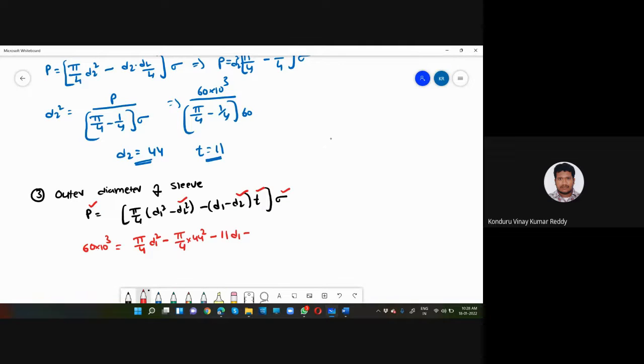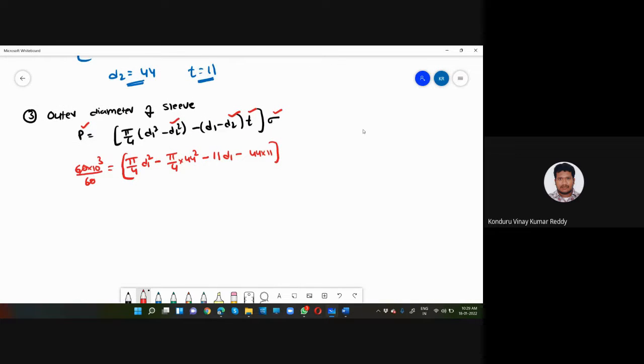Thereby, what is the D2 value? D2 value is 44. 44 into 11, which is whole multiplied by the normal stress. Okay, thereby I will bring that normal stress over here. Normal stress is equal to 60, so the 60 will get cancelled.